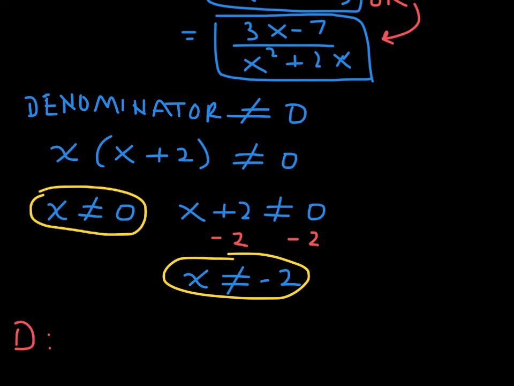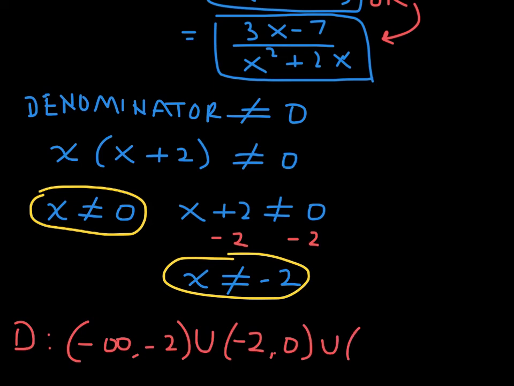In interval notation, that would be from negative infinity to negative 2, union from negative 2 to 0, union from 0 to positive infinity. I know that's kind of long, but that's basically our way of saying any real number except negative 2 or 0 in interval notation.